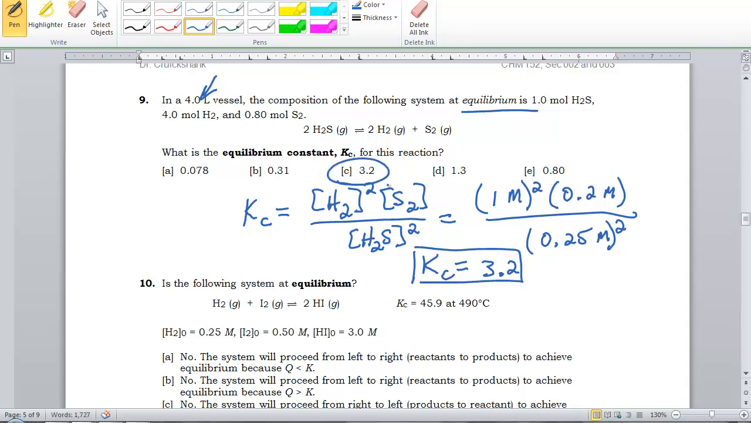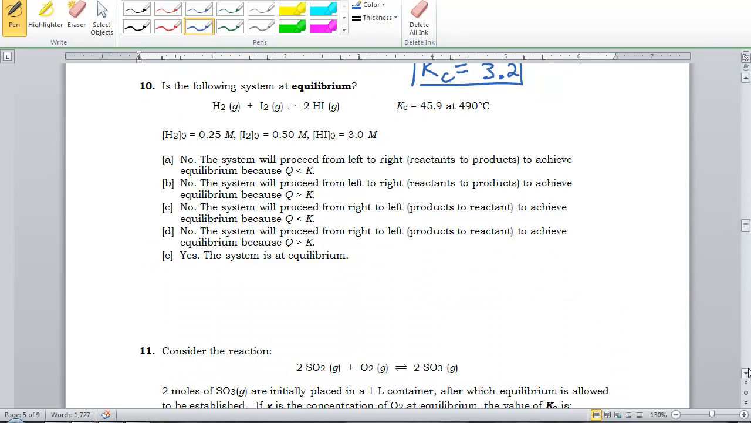Choice C. All right, so again, read carefully. If you're already at equilibrium, don't make it harder than it is. And if you set up an ice table, you won't get the right answer. You already have the equilibrium amounts to plug directly into the expression.